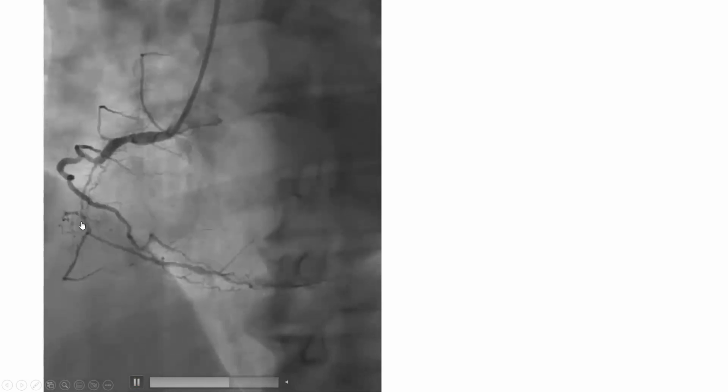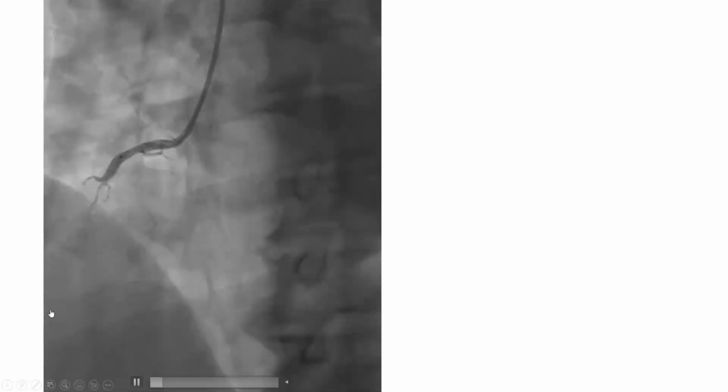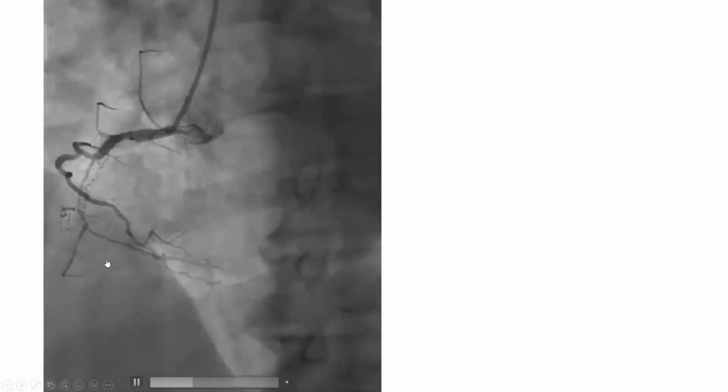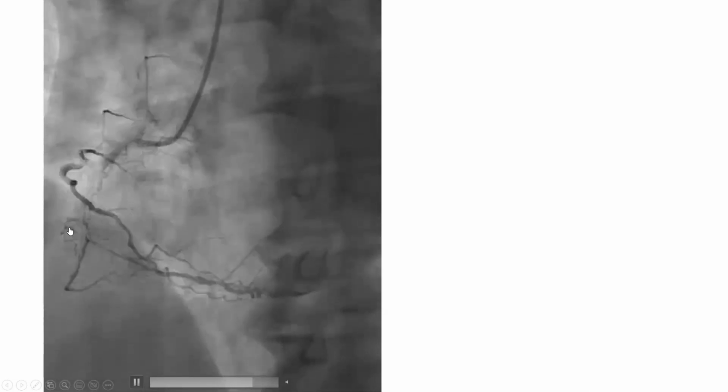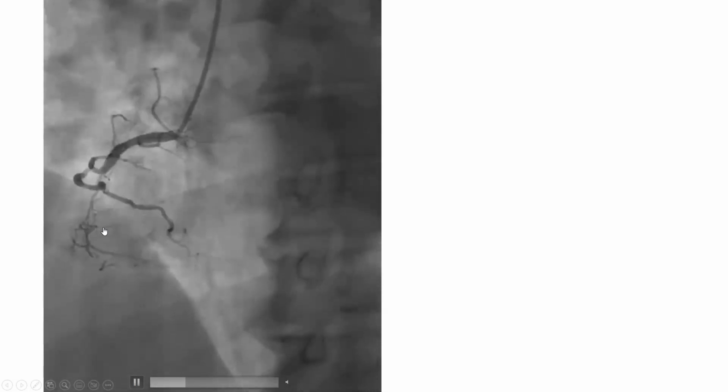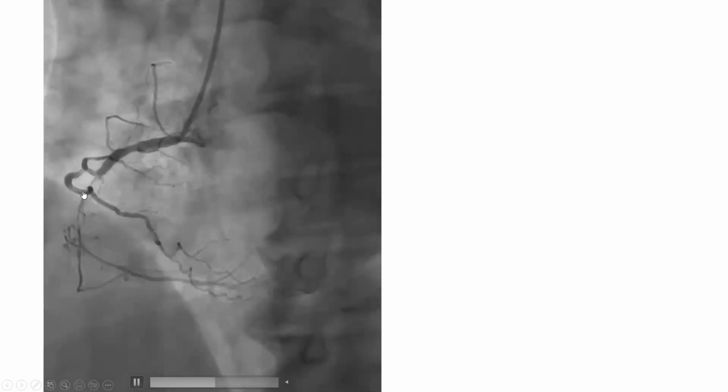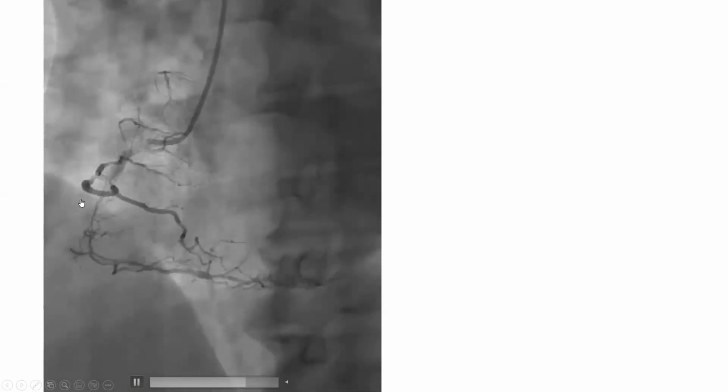The channel you see here is actually a bridging collateral. This is not an intimal channel. You should never try to wire this, balloon it, and stent it. If you wire this and try to balloon it, you will end up with a huge perforation. This is a flimsy, adventitial bridging collateral.